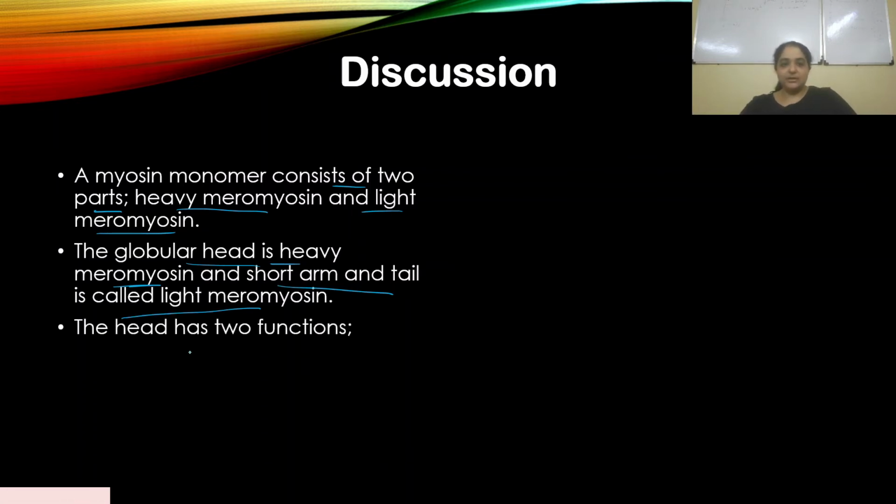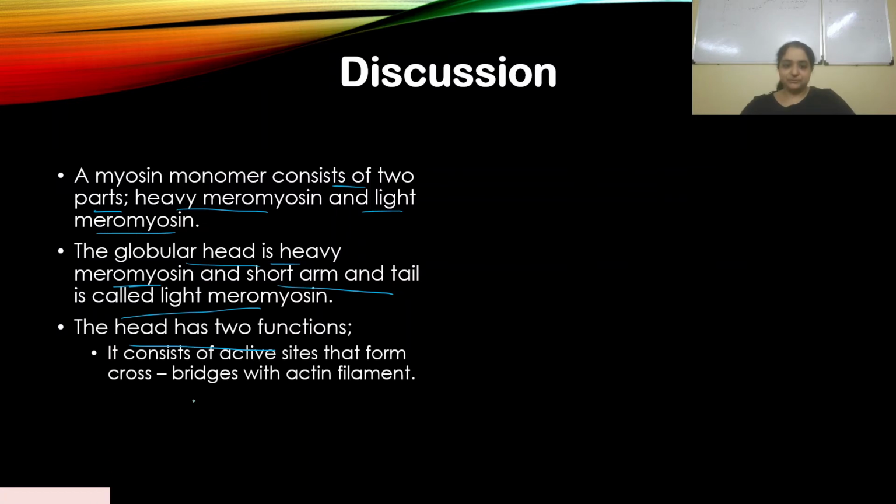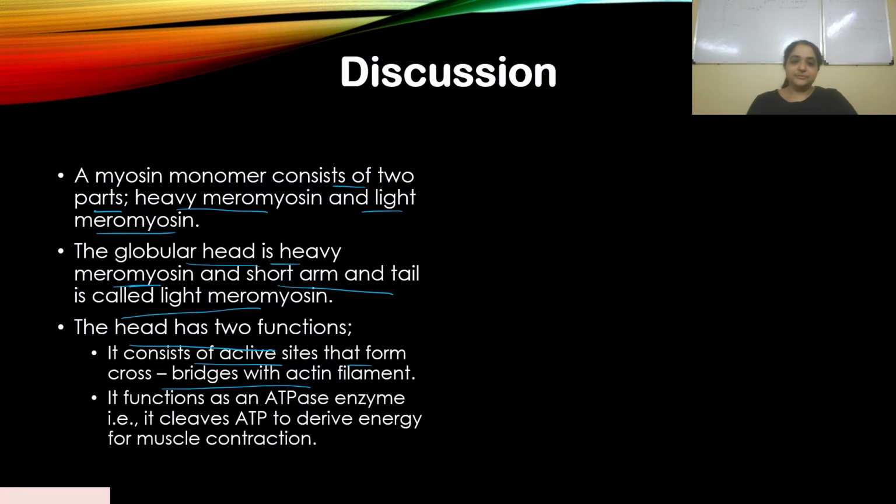Now the head has 2 functions. First function, it consists of active sites that form cross bridges with actin filaments. We've seen the actin filaments have active sites, and the myosin head also has active sites, actin attachment sites, where both of them will form an attachment. That is one of the functions of the head of the myosin. The second function is that an ATPase enzyme is present there, which cleaves ATP to derive energy for muscle contraction.